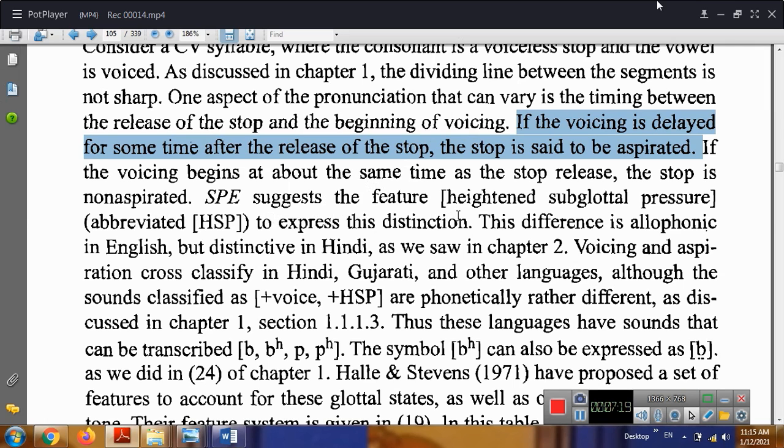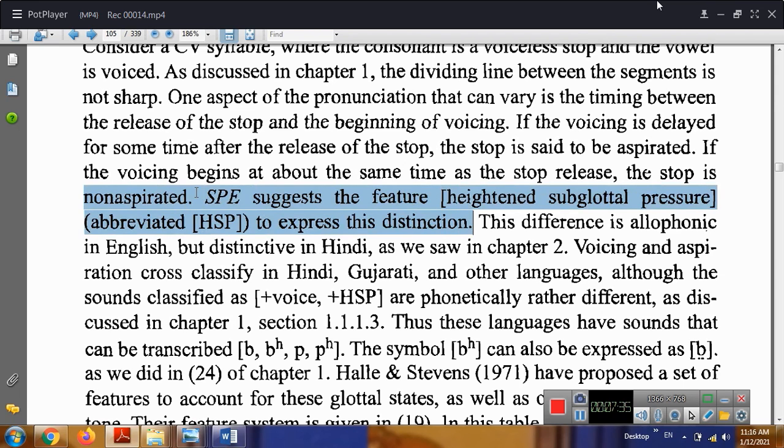SPE suggests the feature heightened subglottal pressure, abbreviated as HSP, to express this distinction. It means that the aspirated sounds, for example, the aspirated form of p, we show by plus HSP, or aspirated form.